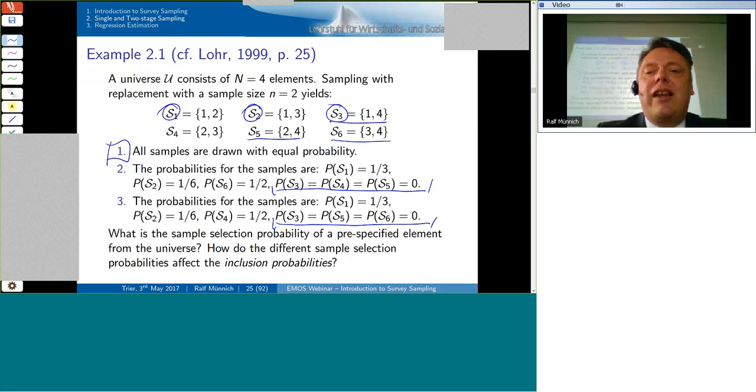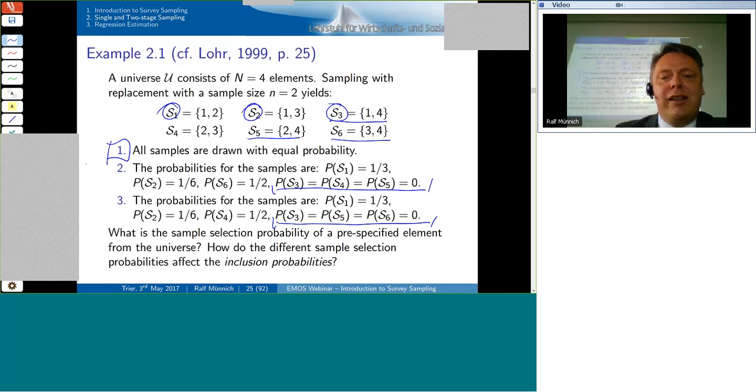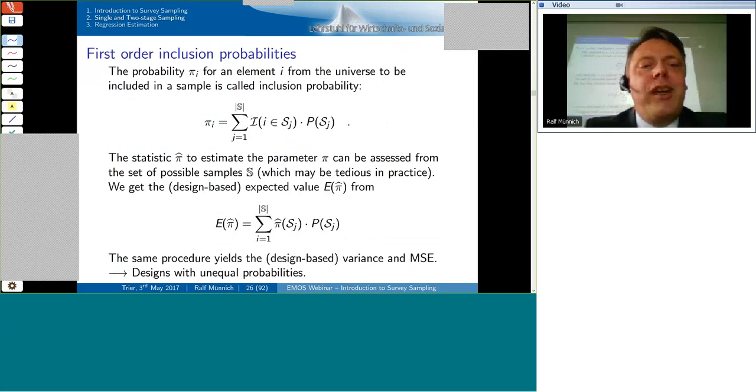We'll later see that this is a very essential property, and when we talk about generalized designs in 4 weeks, approximately, at the end of June, we will see how the Hurwitz-Thompson estimator directly uses these so-called inclusion probabilities. For now, it's slightly easier. We think about the first order inclusion probabilities. How I did that is I was interested in the element i and looked in which of the samples I find the element i.